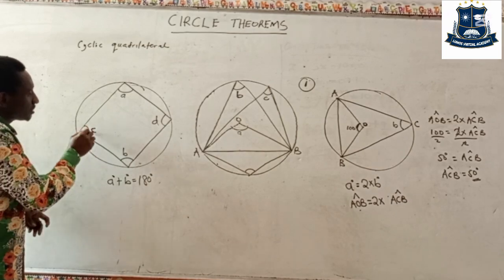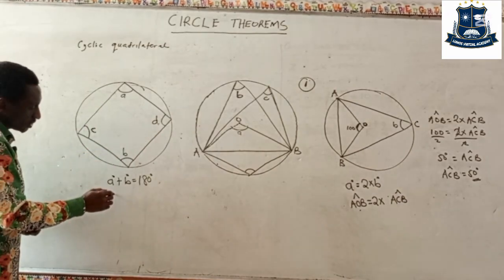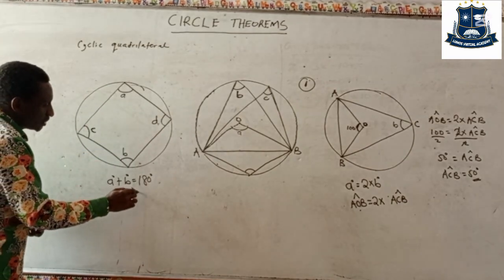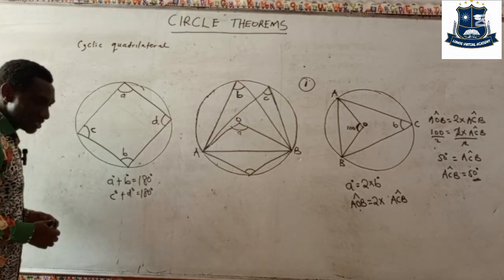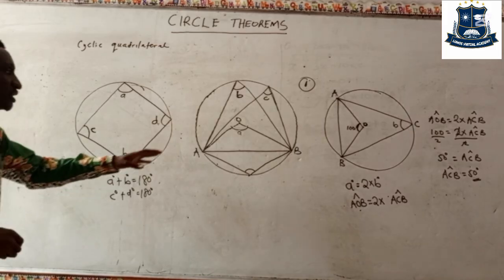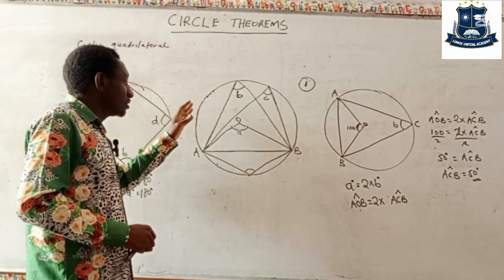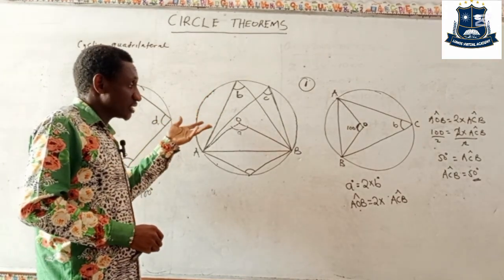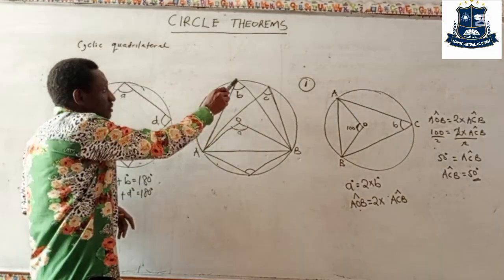So that also means C and D, because they are opposite, C plus D is also 180 degrees. So anytime you see a circle and then you see a cyclic quadrilateral inside a circle, understand that the opposite angles are always supplementary. If you look at this diagram that is here, you will see a cyclic quadrilateral as well. For example, you can see this.